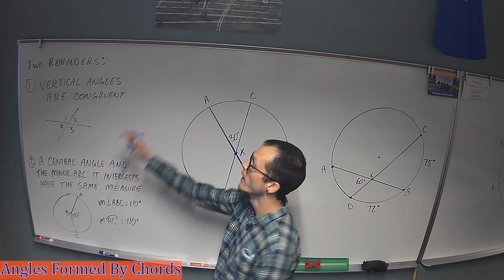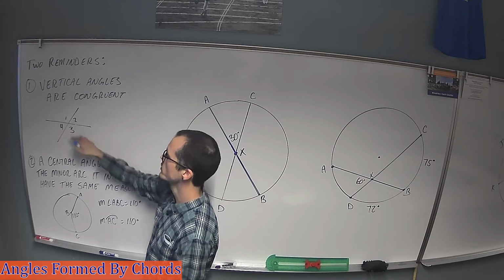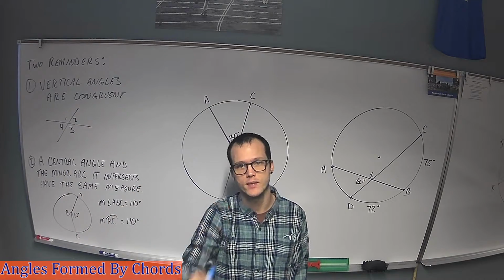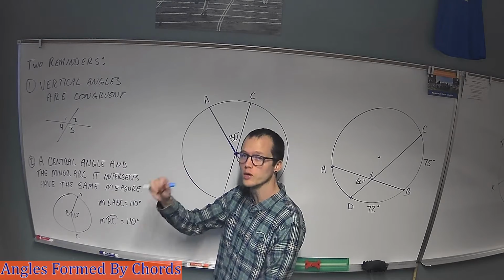First, two quick reminders. First, vertical angles are always congruent. So in this little demonstration here, angles 1 and 3 must have the exact same angle measure. They're congruent. In the same way, 2 and 4 are congruent. That's not new, that's old, but we're going to use it today.